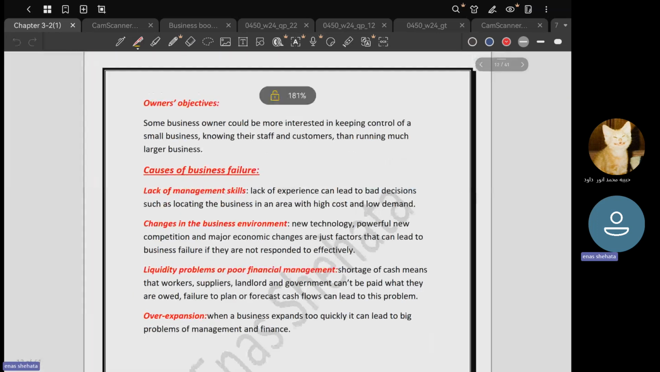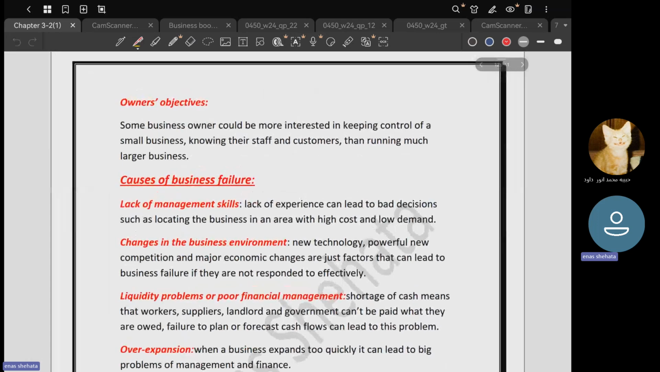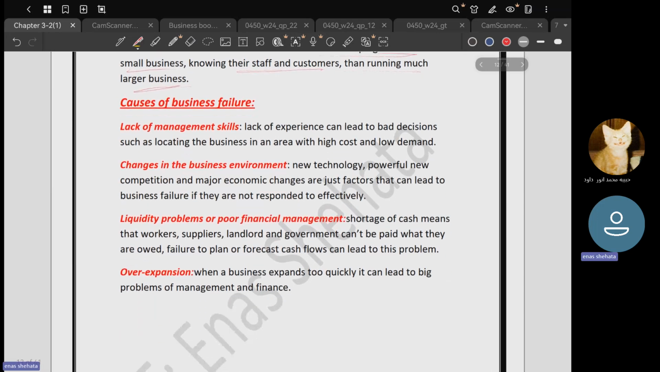The last point on why the business may remain small: the owner's objective. The owner prefers to open a small business. Why? Because he wants to avoid stress and wants to have good communication with his customers. So he doesn't need to expand, he doesn't want to expand. It's one of his objectives. So some business owners could be more interested in keeping control of a small business, knowing their staff and customers, than running a much larger business.